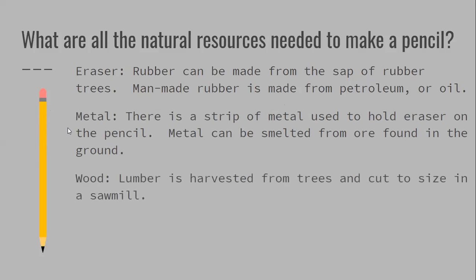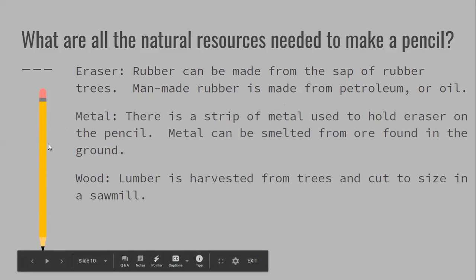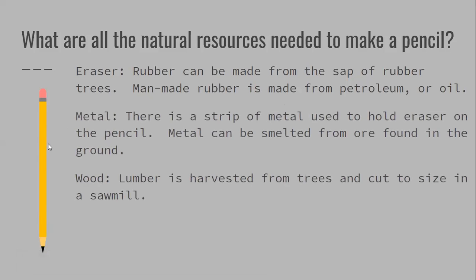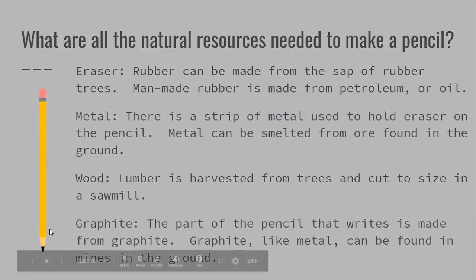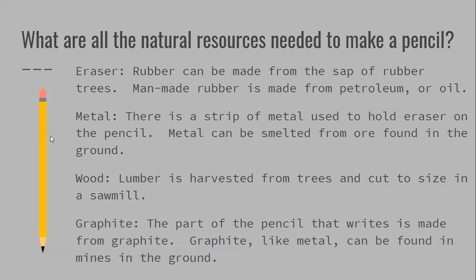Then we have the wood of the pencil. Lumber is harvested from trees and cut to size in a sawmill. And then we have graphite, which is what you write with. So the part of the pencil that writes is made from graphite. Graphite, like metal, can be found in mines in the ground. So we do have some man-made resources that use natural resources to create something else.